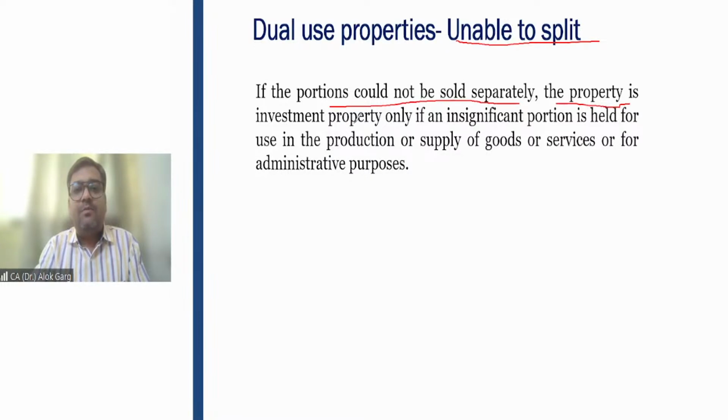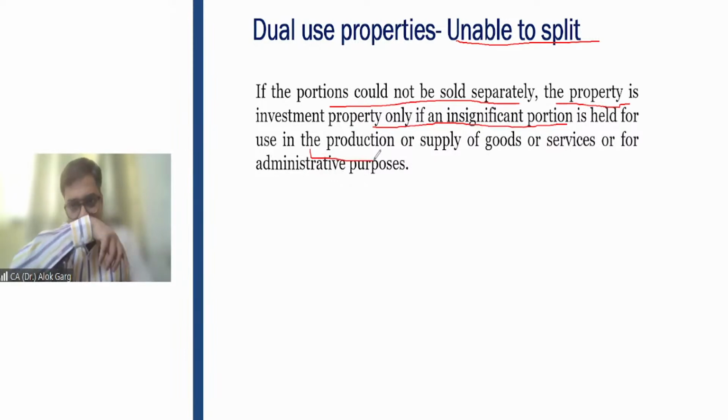The property is investment property only if an insignificant portion is held for use in production or supply of goods or services. It says that if the significant portion is used as an investment property, then it is an investment property. If the significant portion is used for business purposes, then it will be classified as PPE. The entire building will be classified as PPE. Simple. You need to see what portion is significant. This part we have understood. Let's move on to the next part.